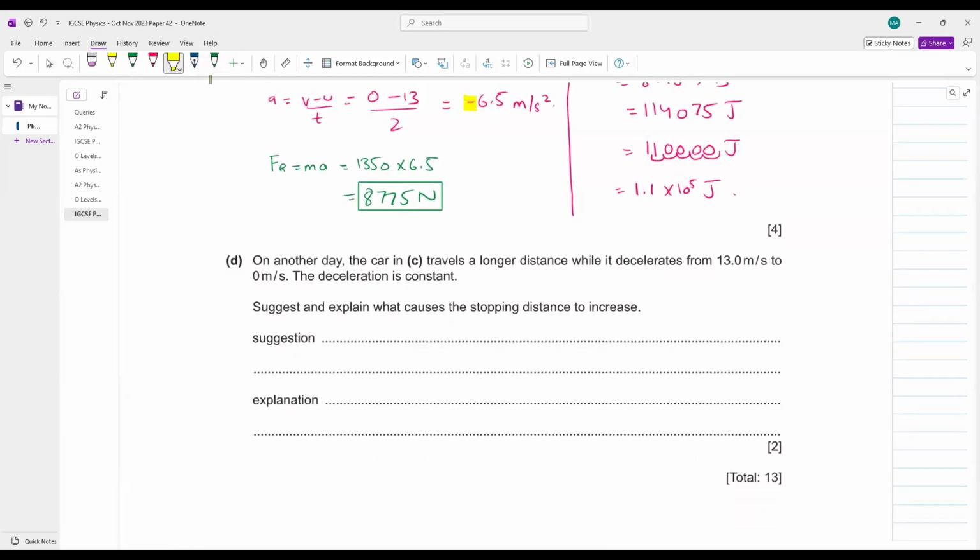On another day, the car in C travels a longer distance while it decelerates from 13 to 0. The deceleration is constant, okay. So you are traveling a longer distance on another day when you are decelerating. Suggest and explain what causes the stopping distance to increase.